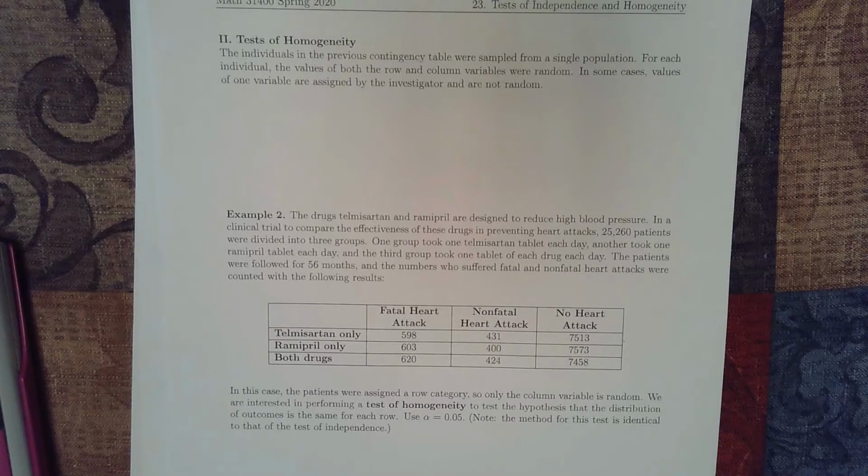homogeneity. So the individuals in the previous contingency table were sampled all from the same population. For each individual, the values of both the row and column variables were randomly assigned. In some cases, the values of one variable are going to be assigned by an investigator and aren't random.